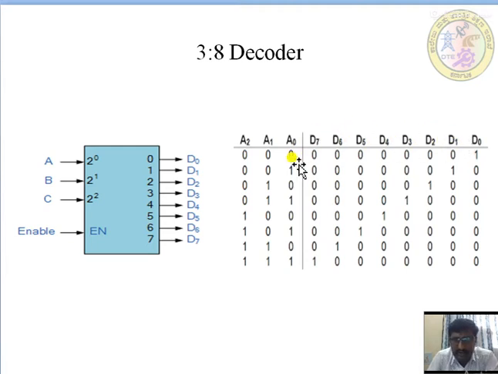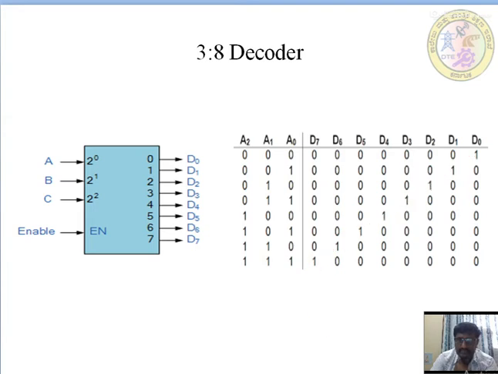And there are 8 outputs, D7, D6, D5, D4, D3, D2, D1 and D0. For 000, D0 is 1, for 001 it is D1, for 2 it is D2, for 3 it is D3, for 4 it is D4, for 5 it is D5, for 6 it is D6, and for 7 it is D7. Once again, you can check that the ones in a decoder form a diagonal shape.